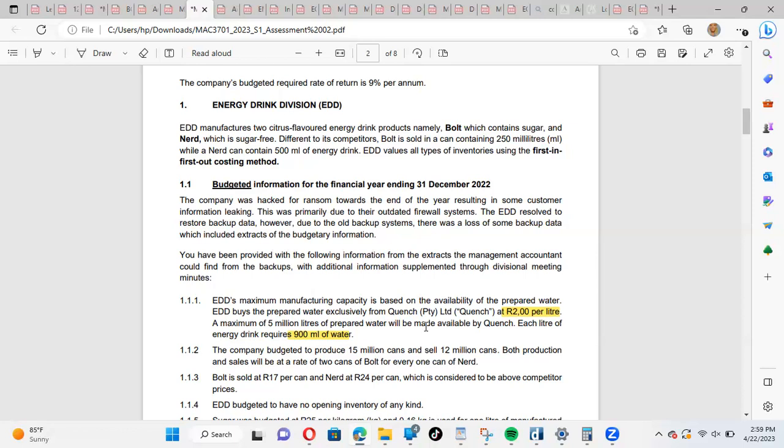Okay, the 250 mils. Is it the number of cans? I mean, the volume sold. So each can is packaged at 250 mils and another one at 500 mils. Okay, let's go again. Each can is 250 mils, and the other one is 500 mils. Yes. And then we're costing for 900 mils, yes.